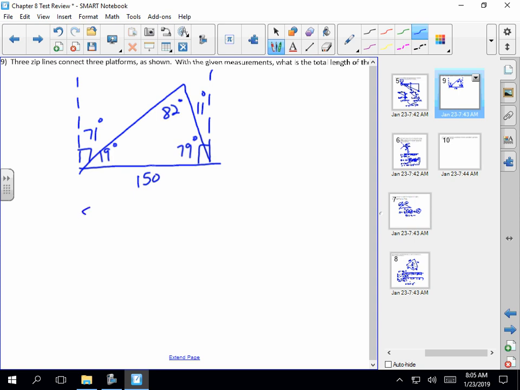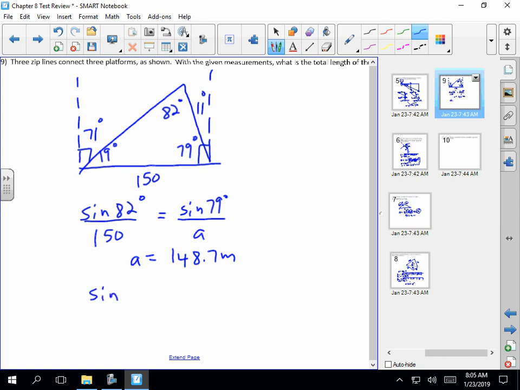So sine of 82 degrees over 150 equals sine of 79 degrees over A. It gives me A equals 148.7 meters. Set up another law of sines problem. We've got sine of 82, we're going to reuse that, over 150 equals sine of 19 over B. That gives me B equal to 49.3 meters.